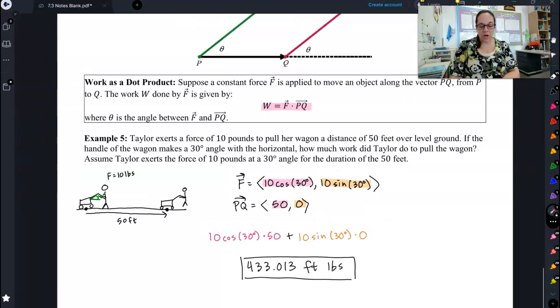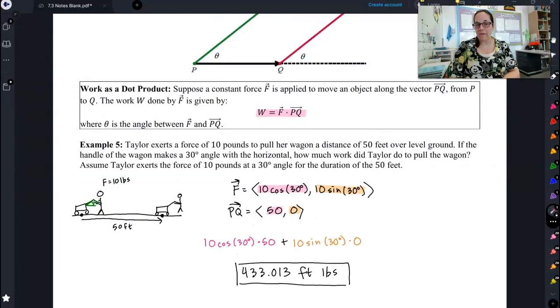So that is our last application today for dot product. We are officially done with vectors in chapter 7. And in chapter 8, we will dive a little bit into parametric equations.